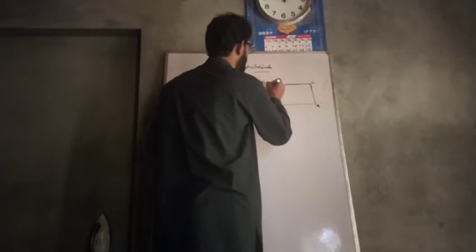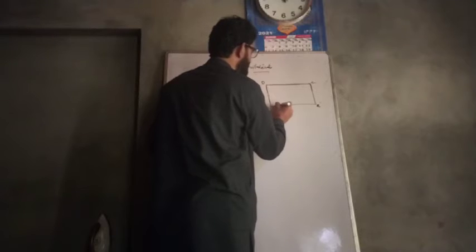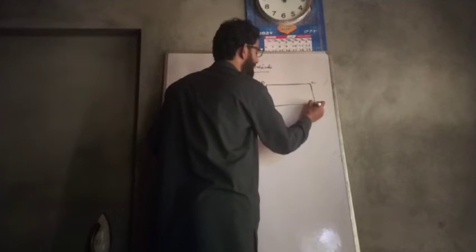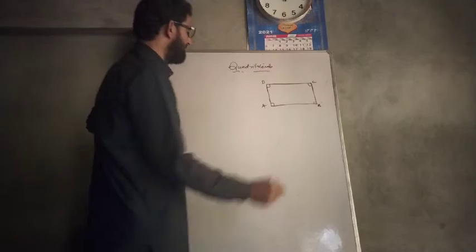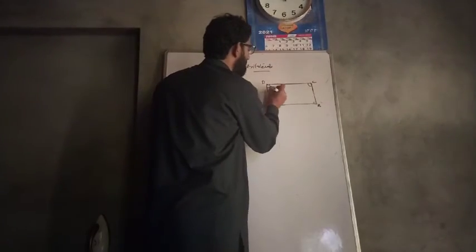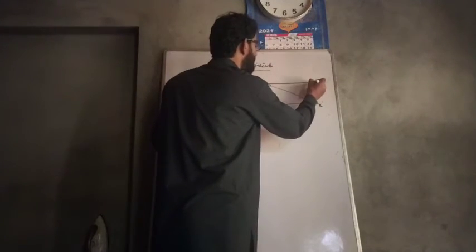What is a rectangle? If ABCD is a rectangle, this is a quadrilateral with all opposite sides equal and with all angles equal to 90 degrees. This is 90, this is 90, this is 90. Now you have to prove that its diagonals are equal. Now let me join this diagonal BD and this diagonal AC.